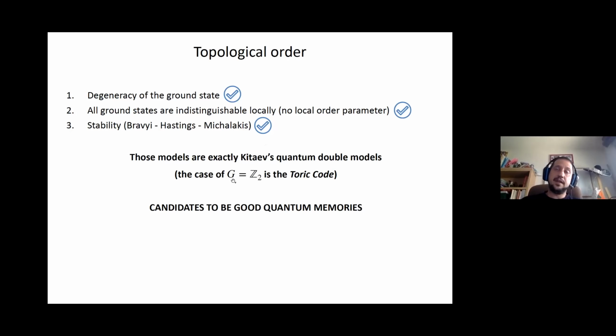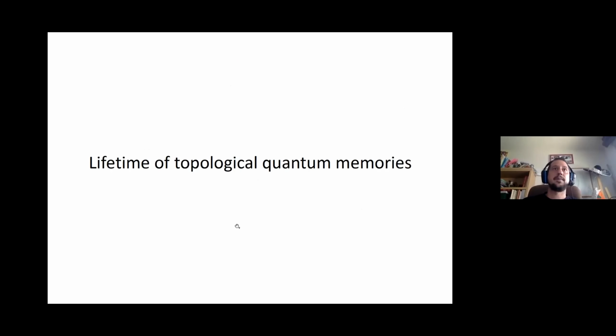And in particular, the case in which the group is Z2, as the example I gave before, is exactly the toric code. When the group is non-abelian, the systems are much more complex, and for instance, the elementary excitations, in principle, are even capable of universal quantum computation by braiding them. Okay, so they are candidates to be good quantum memories.